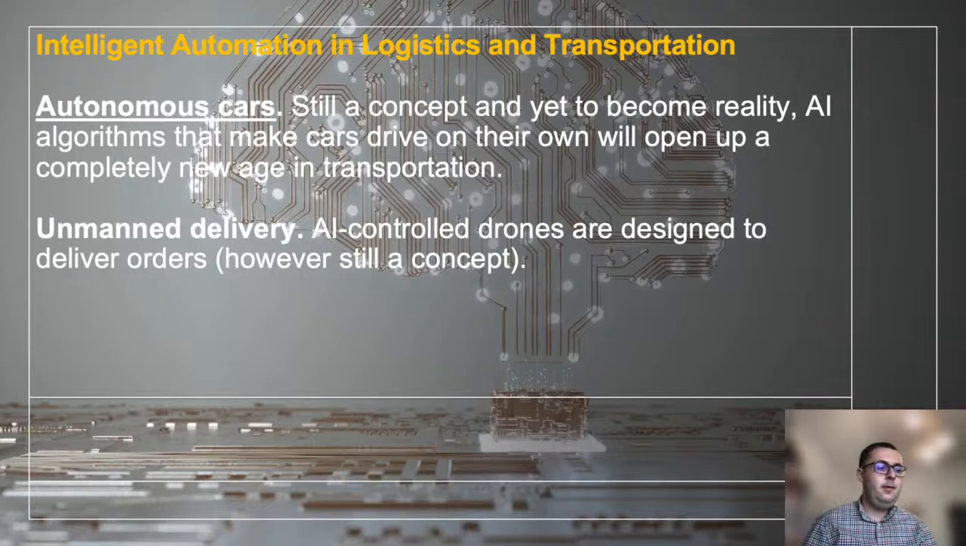Okay, and unmanned delivery, another example, with artificial intelligence controlled drones that are designed to deliver orders. This is also still a concept. It was tested by Amazon, I think, by flying drones that can deliver parcels in different orders to customers. But we'll see if they will have a broader use in the future.